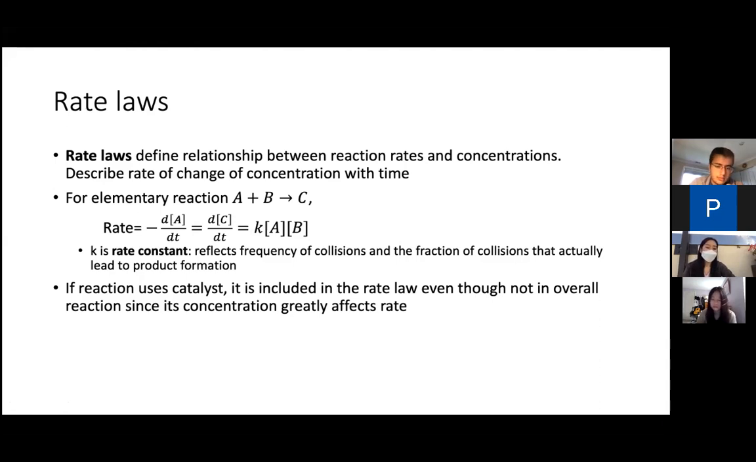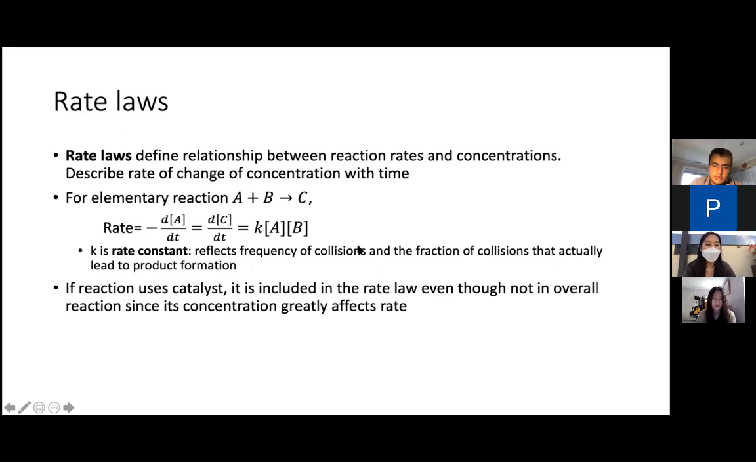But if we have an elementary reaction, A plus B goes to C, then the rate law would be: rate equals negative d[A]/dt equals d[C]/dt equals k times the concentration of A times the concentration of B. And here k is the rate constant, which reflects the frequency of collisions and the fraction of collisions that actually lead to product formation.